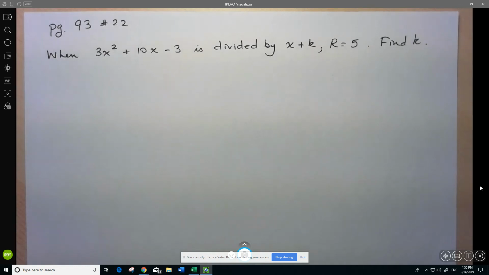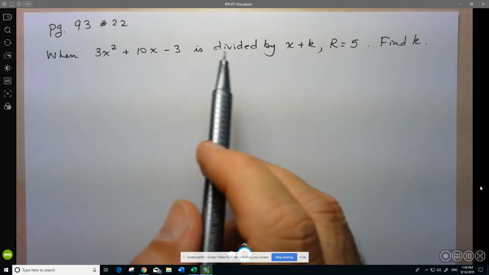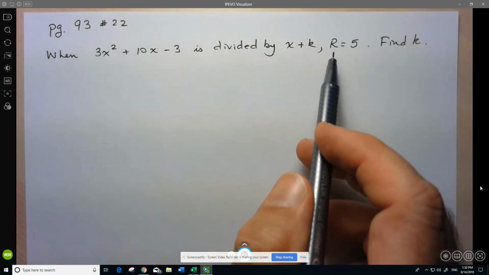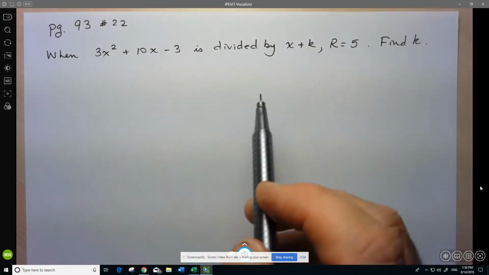Hi folks, we're going to take a look at number 22 from page 93. So here they tell us that when this polynomial is divided by x plus k, the remainder is equal to 5, and they want us to find this unknown value k.